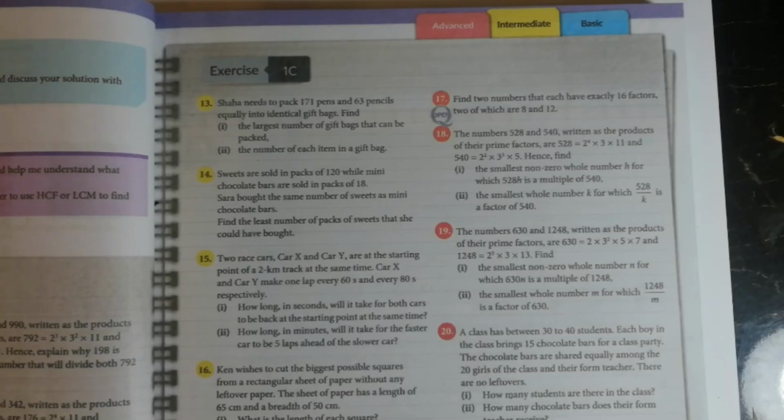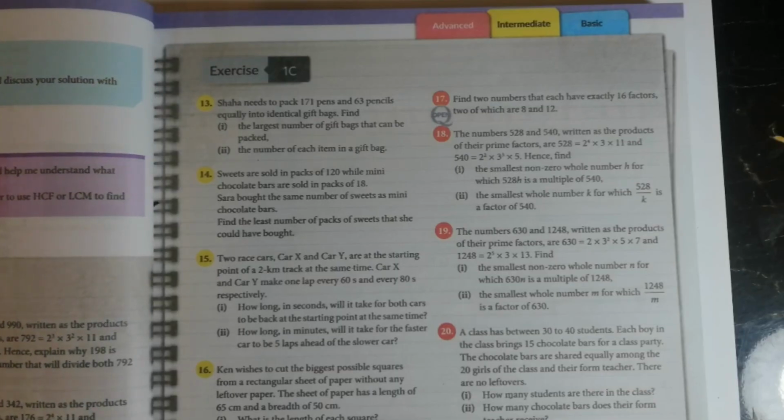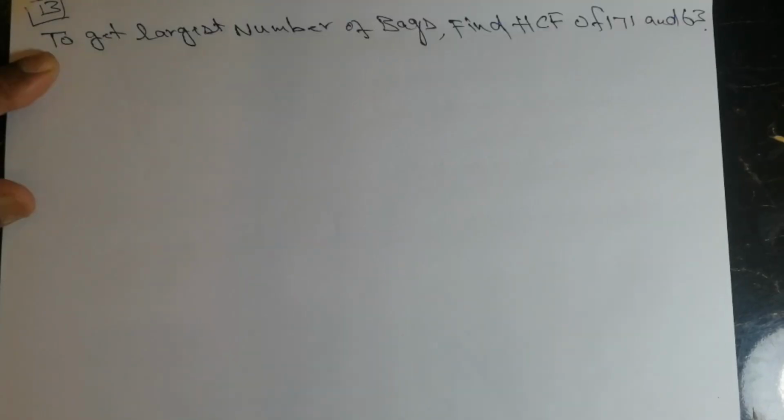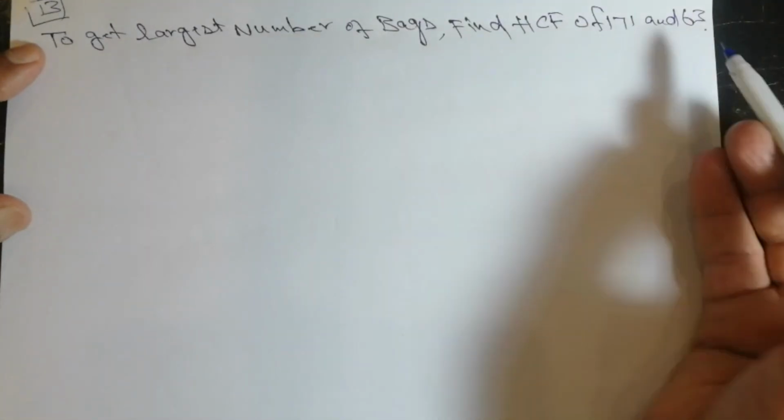equally. It means that obviously the number of pens will be more as compared to the number of pencils. So the largest number of gift bags, it means we need to find the GCF. GCF of 171 and 63. So to get the largest number of bags, find the GCF of 171 and 63.